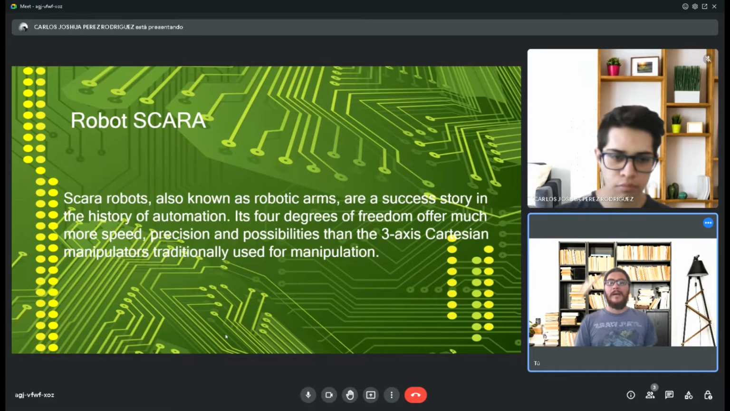SCARA robots, also known as robotic arms, are a success story in the history of automation. They have 4 degrees of freedom and offer much more speed, precision, and possibility than the 3-axis Cartesian traditional usage of manipulation. Next.